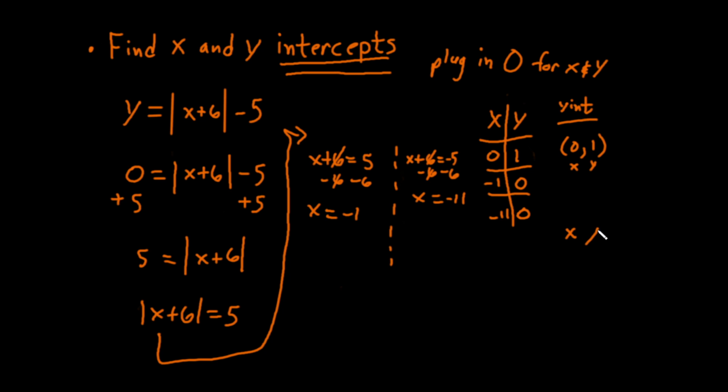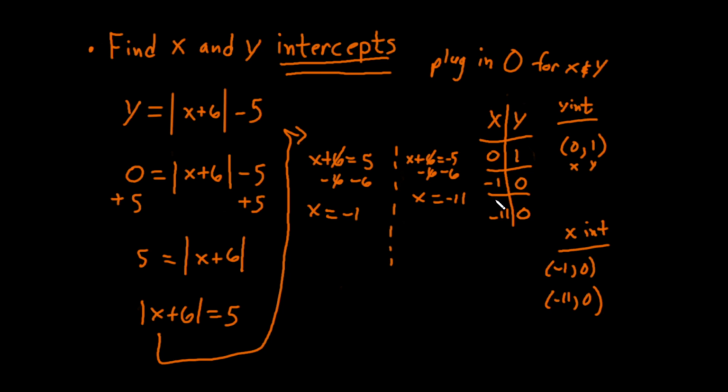Sorry about that. Let's just put x-int. And we got two different solutions, -1, 0, and -11, 0. So those are your two intercepts. That's your answer. And we're done with this one.